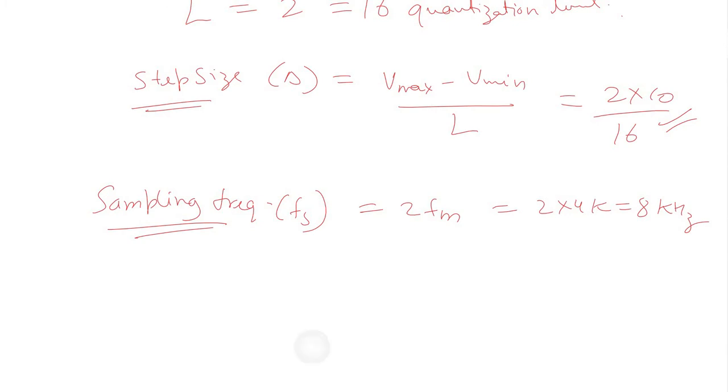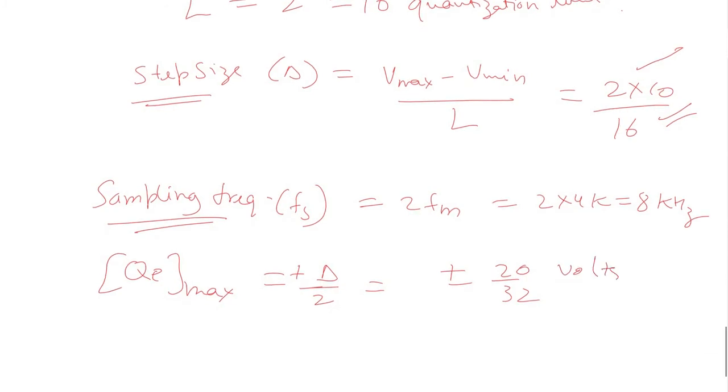Alright, what will be the maximum value of quantization error? We know it is plus minus delta by 2. We already know the value of step size, so it becomes plus minus 20 by 32 volts.